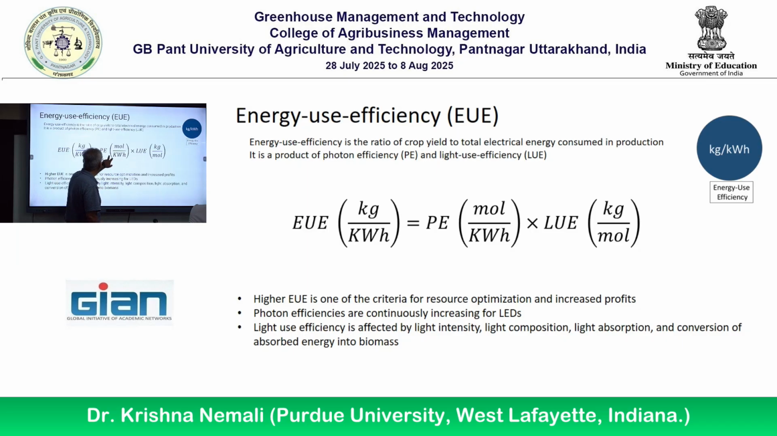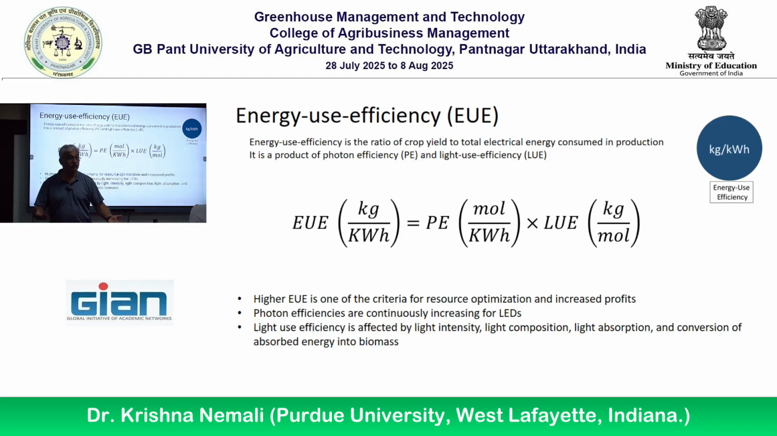Photon efficiency is one of the things that affect energy use efficiency. The higher the photon efficiency, the higher the energy use efficiency. This is engineering. This is built into the light. The engineer should come up with lights, or fixtures, that produce more light for every unit of electricity, kilowatt hours. So this is not biology, this is engineering. Okay, so energy use efficiency is affected by engineering aspects, but also by plant biology. Light use efficiency is related to plant biology. What is light use efficiency? How much you can produce for every mole of light.